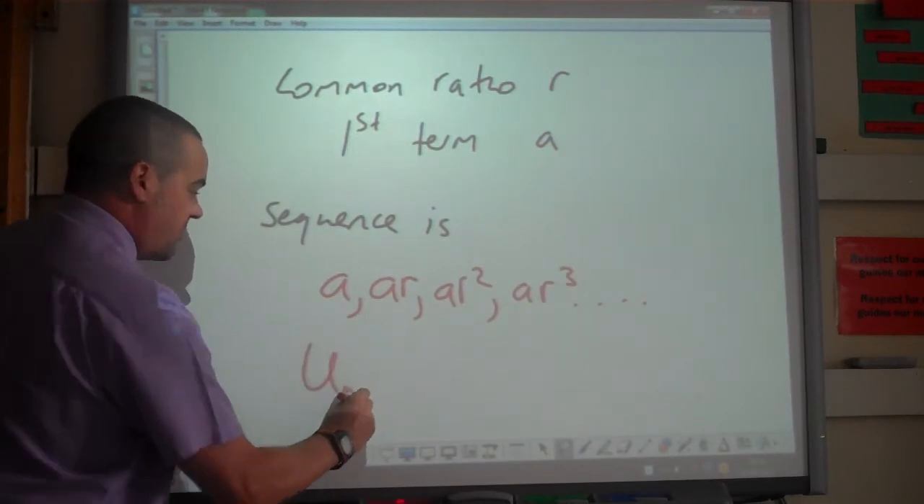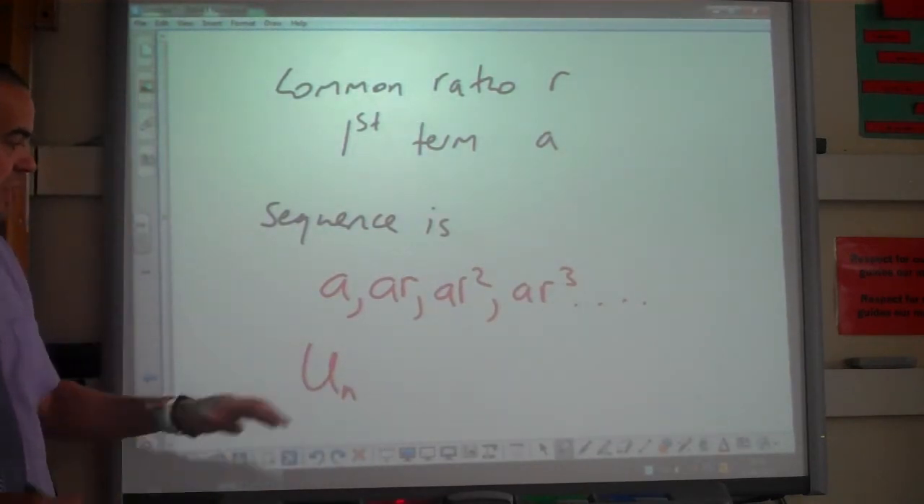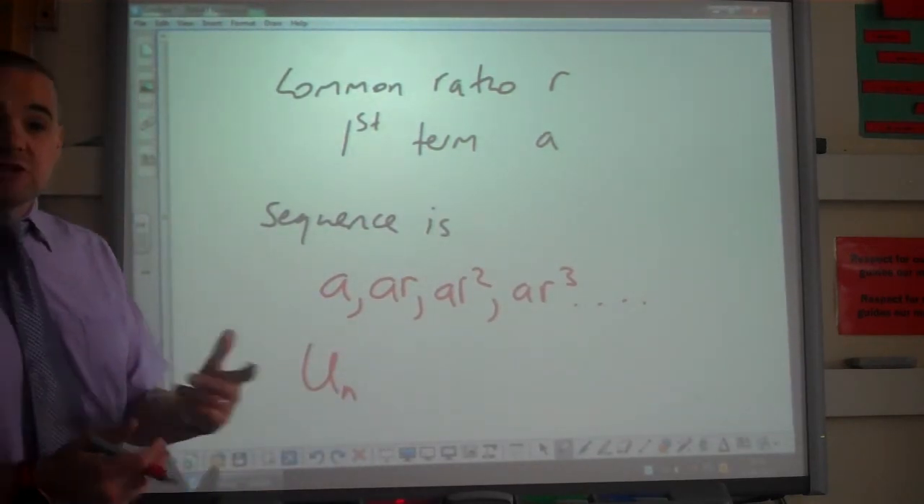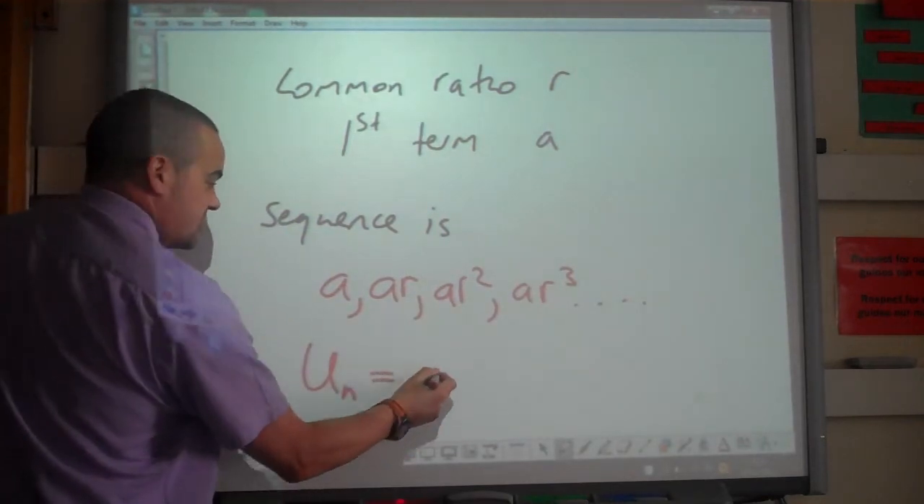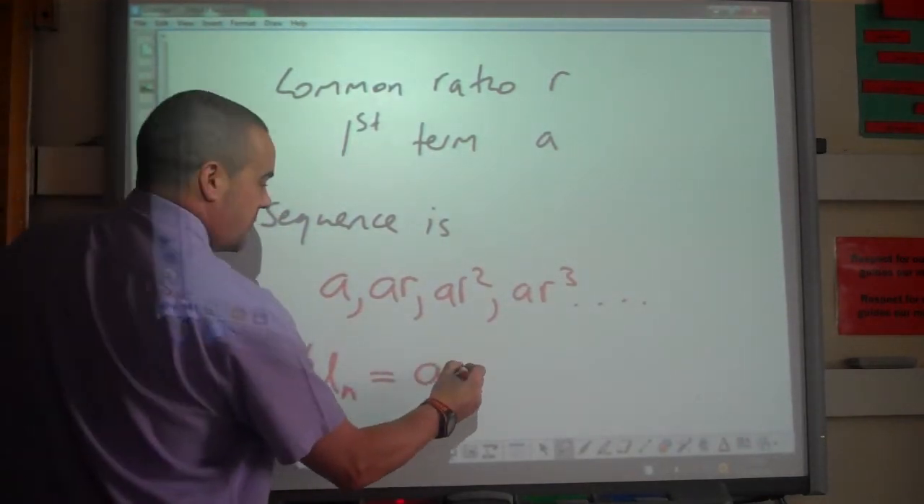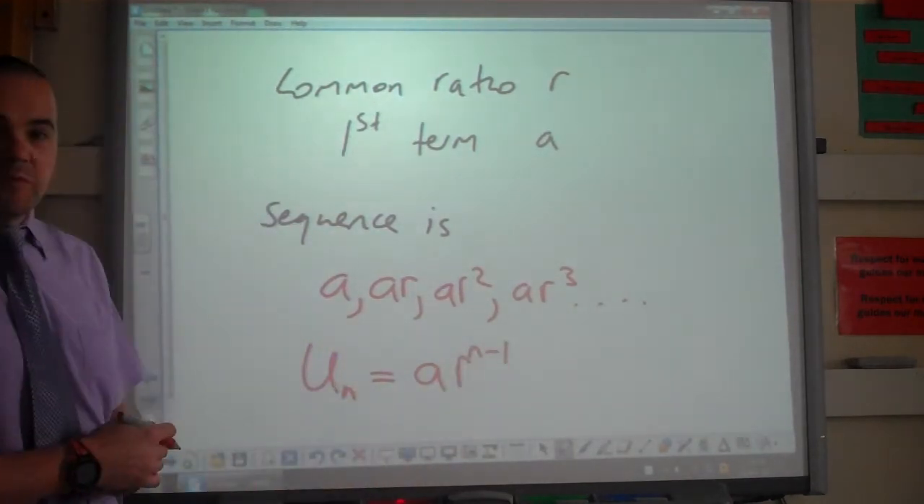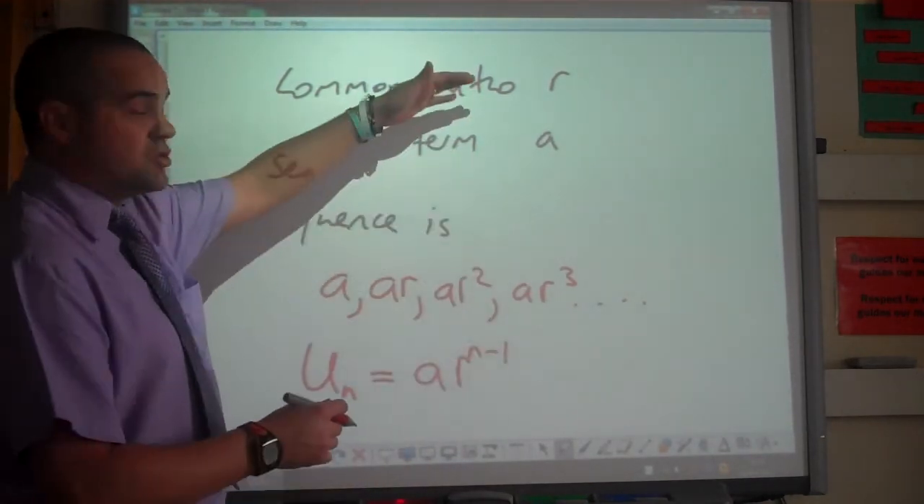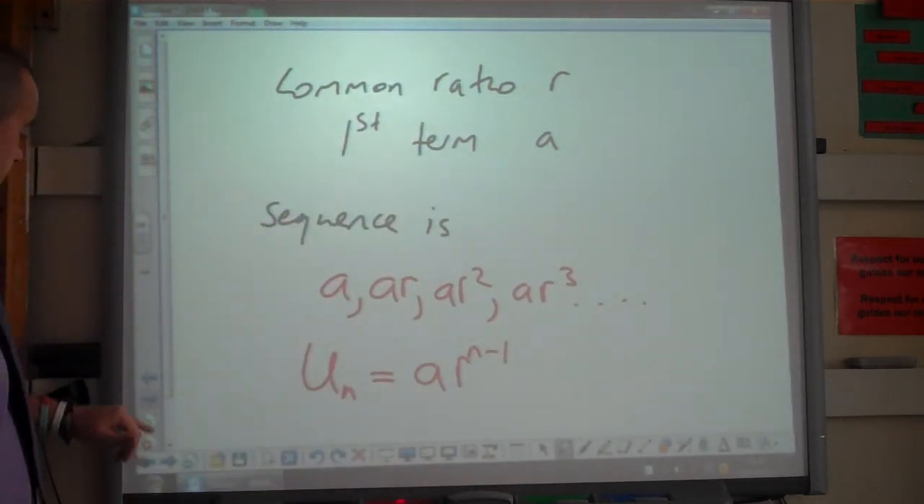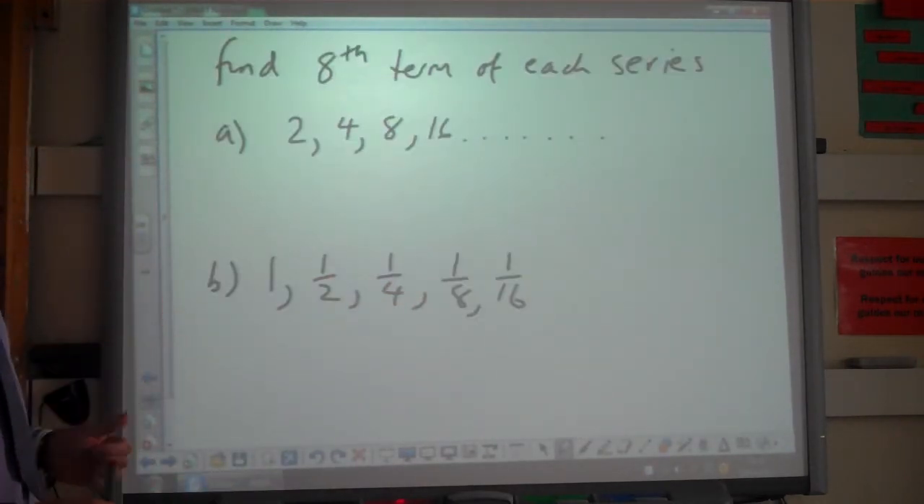So if I want to find my nth term, in this case U_n, which is the notation that we've used before, it's equal to A, the first term, multiplied by R, the common ratio, to the power of n minus 1. And we can use this fact to work out questions that might be asked.